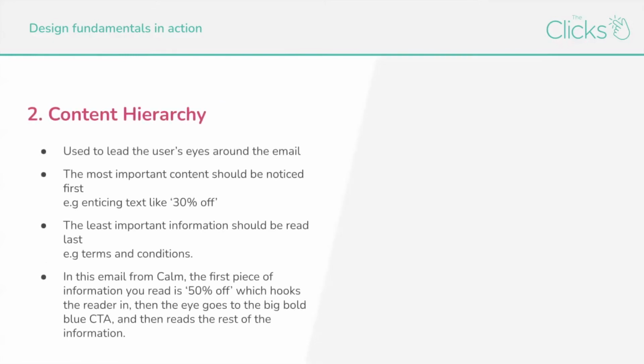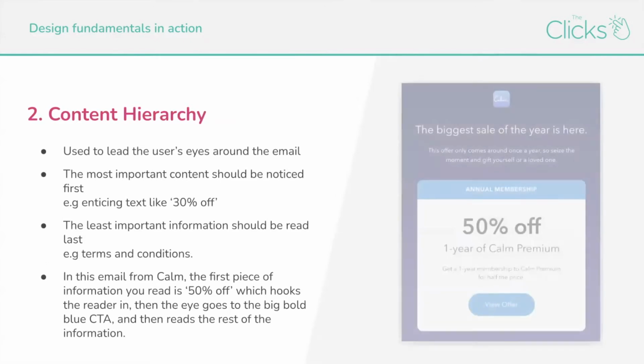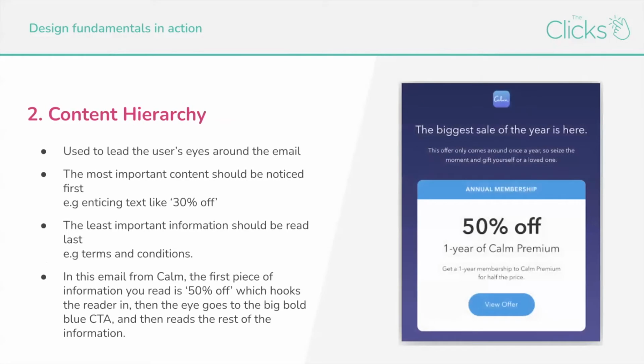So number two, we've got content hierarchy. Hierarchy is a really good thing to use to help lead the user's eye around the email. If you take this email by Com, for example, the first thing that you see is that big text that says 50% off. And then the eye generally goes to that big blue CTA. So you're getting those two most important things hit first when the user opens the email. So you've got 50% off and then click to view offer.